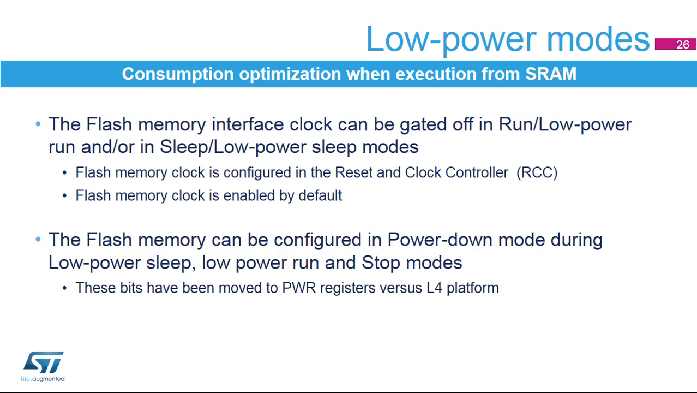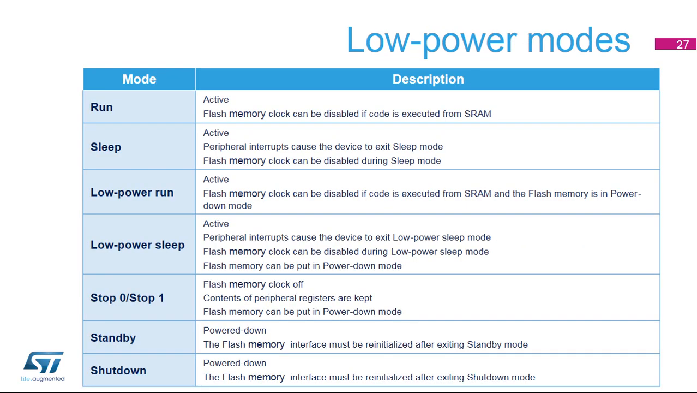The flash memory module can be clock gated when the processor does not need to access the flash memory, and also in low power modes. The flash memory module can also be power gated in sleep, run, and stop modes. The flash memory module supports the following low power capabilities: clock gating, flash memory power down mode, power gating of the entire module, flash memory and controller.